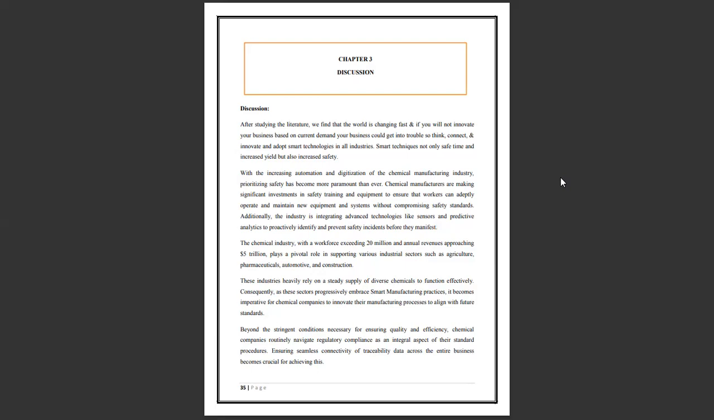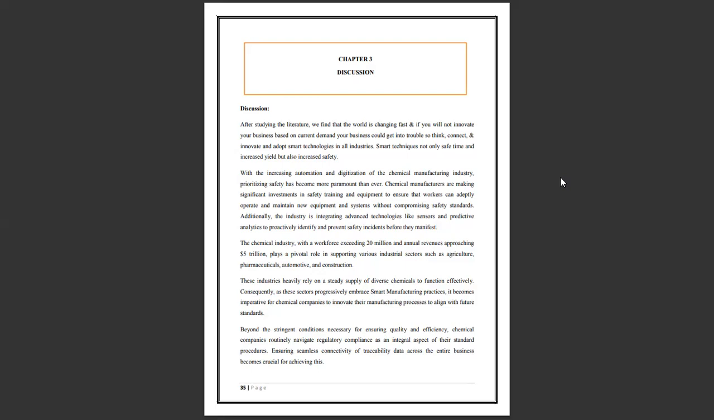The chemical industry, with a workforce exceeding 20 million and annual revenues approaching 5 trillion, plays a pivotal role in supporting various industrial sectors such as agriculture, pharmaceutical, automotive, and construction. These industries heavily rely on the steady supply of diverse chemicals to function effectively. Consequently, as these sectors progressively embrace smart manufacturing practices, it becomes imperative for chemical companies to innovate their manufacturing processes to align with future standards.